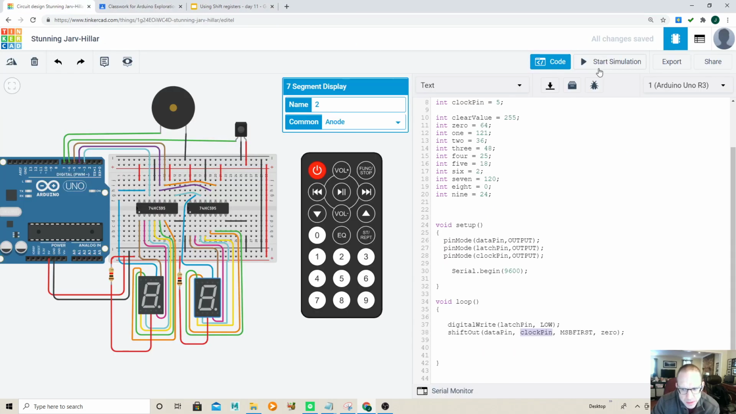And let's play it. Well, first we have to just go ahead and say latch pin high to turn the lock back on. There you go. Easy enough.